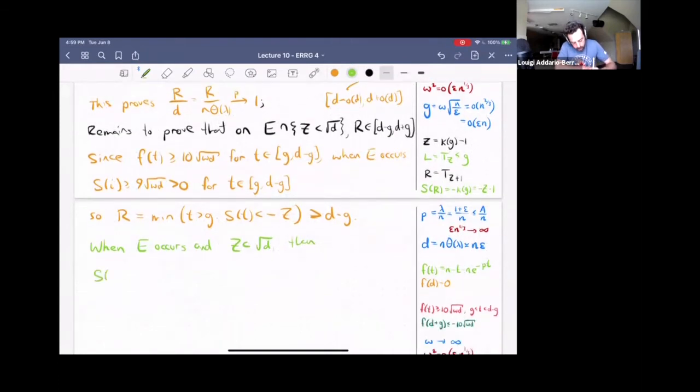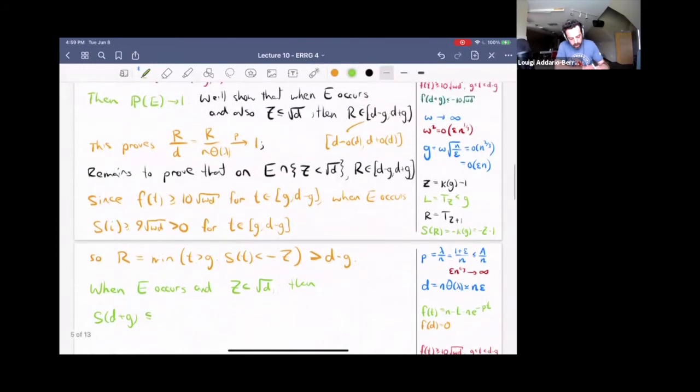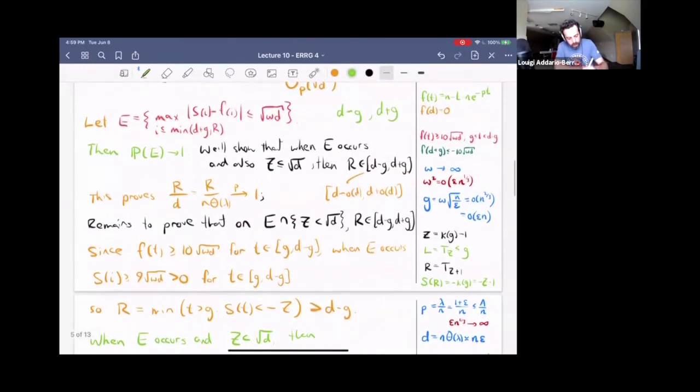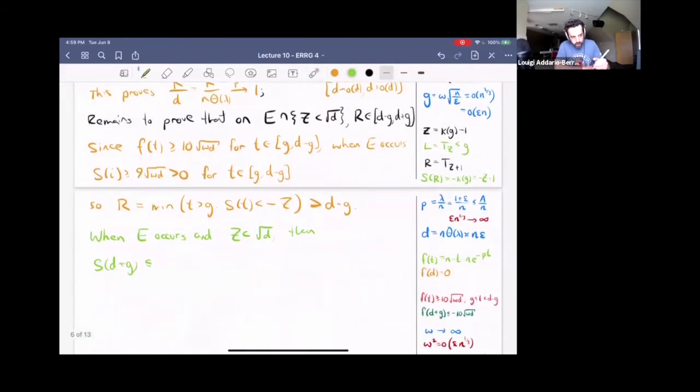then we'll just show that at time d plus g, s has gotten small enough that it must have passed this minus z minus 1. So we know that it's at most the error bound we get from e when e occurs, which is root omega d. So at most f of d plus g plus root omega d.